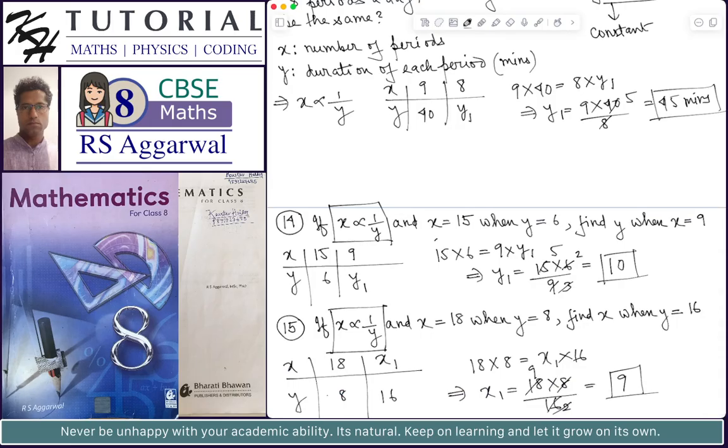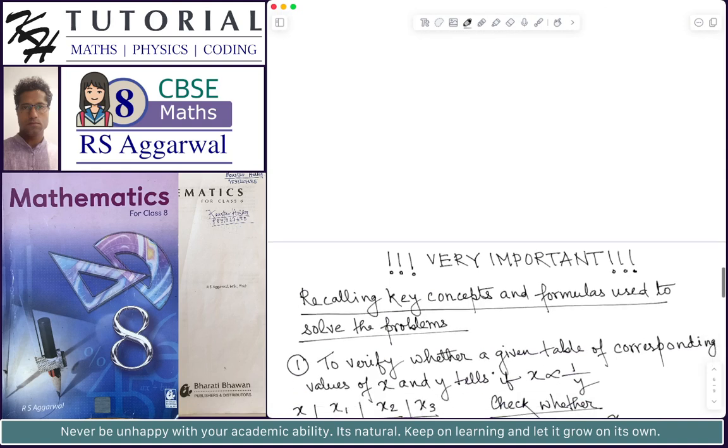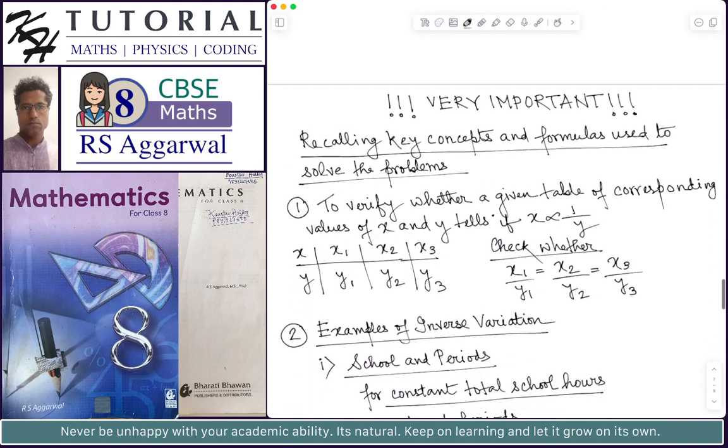Whether you are solving problems from any exercise in your textbook or in a reference book, or giving any mock test at home for any competitive examinations, always recall and revise the concepts and the formulas used. That will provide a regular revision of all the chapters. So let's see what the key concepts and formulas used to solve these problems are.